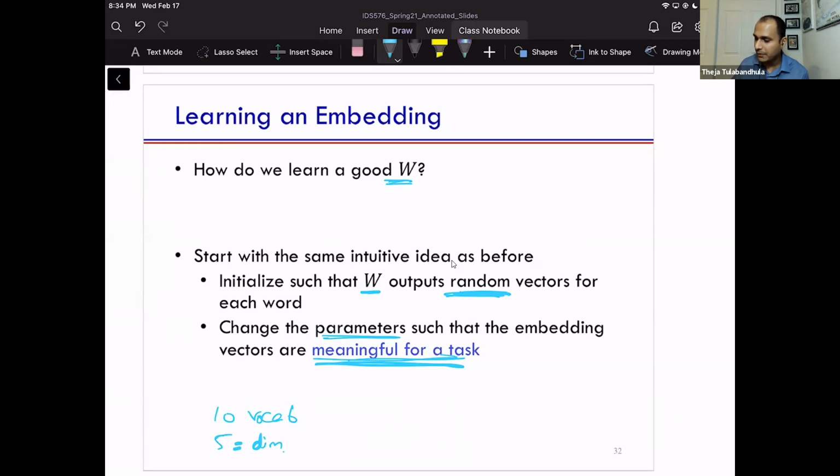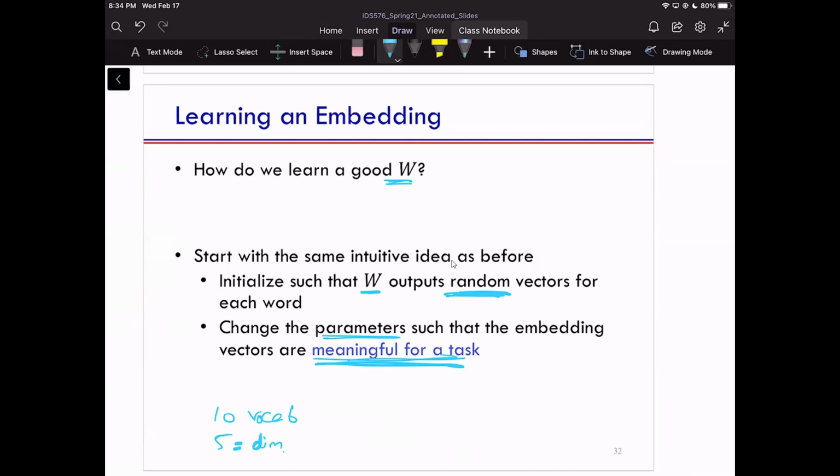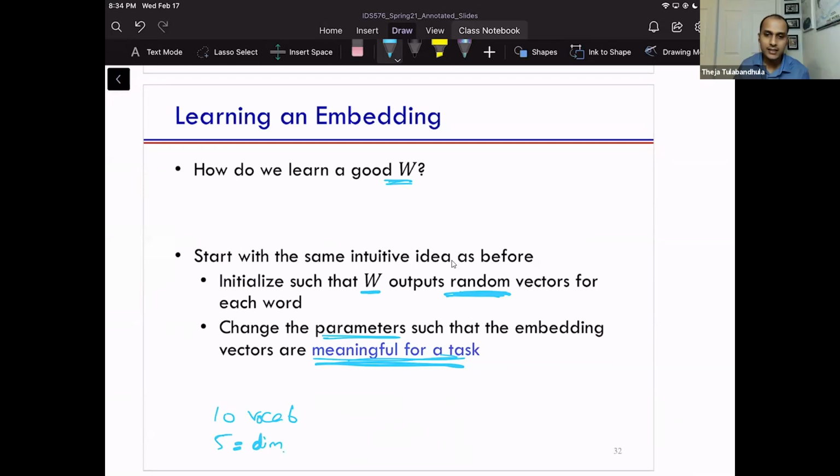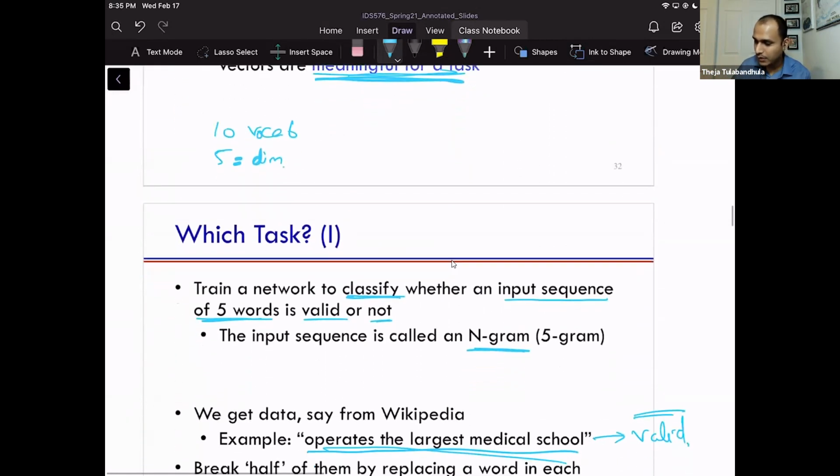So I need to tune them. And how am I going to tune them? I'm going to think of them as just parameters. I'm just going to tune them just like I tune any other parts of my model. I will always take the loss, take the gradient of the loss with respect to the parameters, and update the parameters.